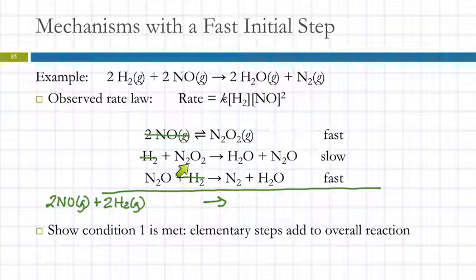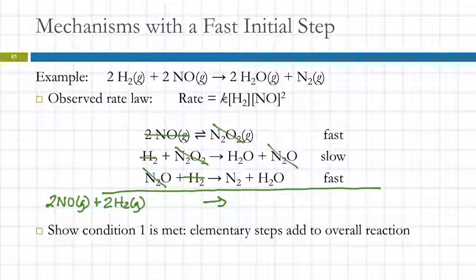N2O2. Okay, there's an N2O2 over here. So this is something that's being created and then destroyed. So we're not going to include that in our overall reaction. And we've got N2O, and we also have N2O over here. So that's another thing that's being created and then destroyed. So we're going to cross that off. So I got through all my reactants, so that's good.